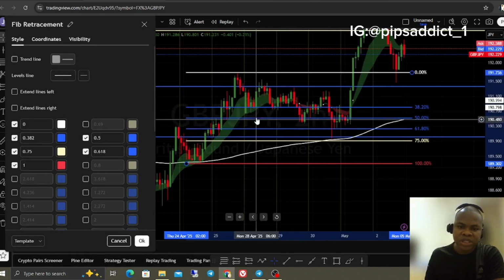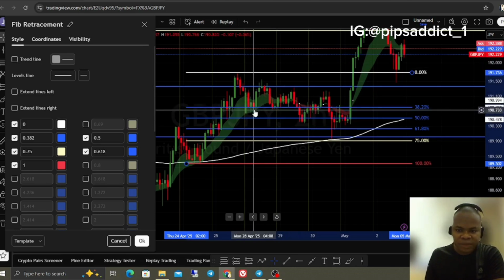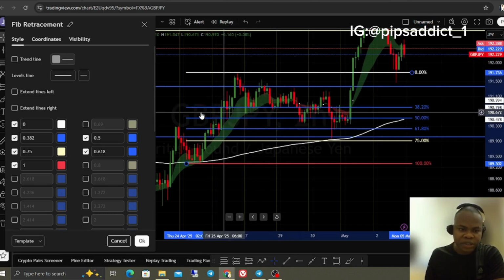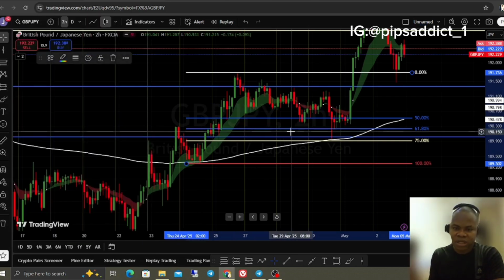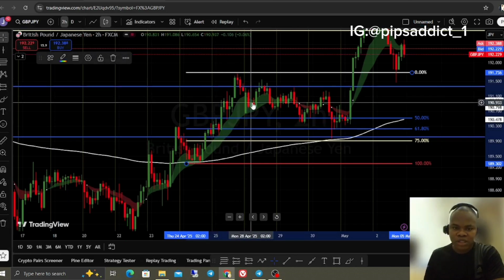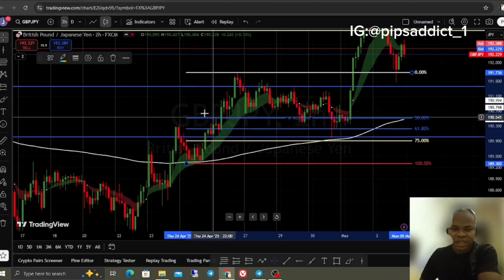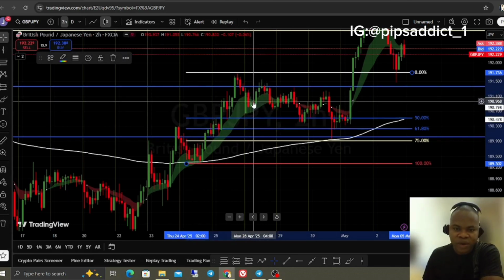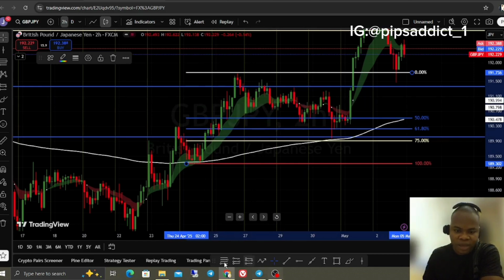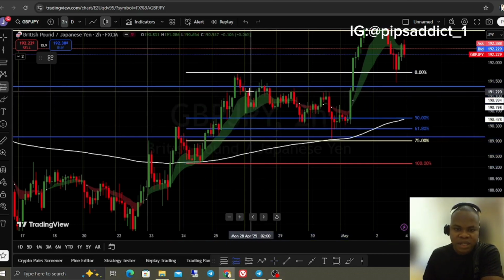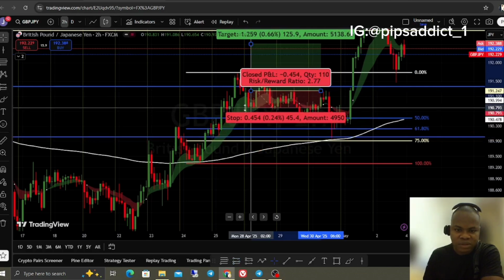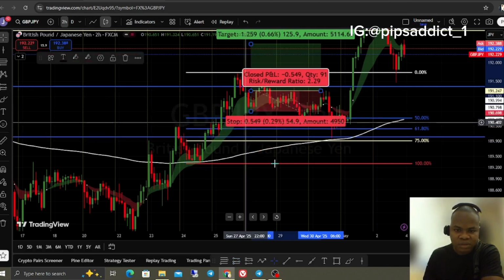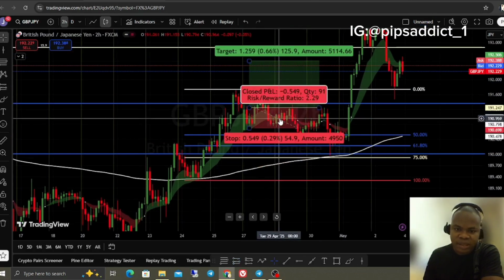Okay, but this time it did not work out, although it hit the 38.2%. I was like, okay, let me jump in. But I think I'm going to change that. If the price has not gotten to discount, I'm not taking any trade. So as soon as we got to this 38% level, I saw this bullish engulfing candle, then I instantly entered the market. Then my stop loss was around this low, I think.